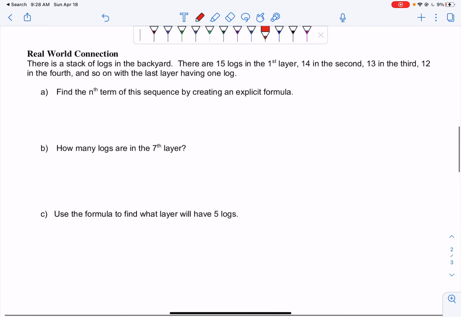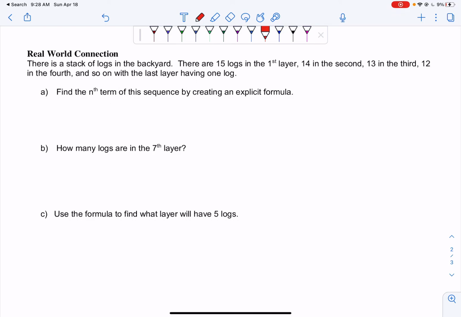Let's go into a real-world word problem. There is a stack of logs in the backyard. There are 15 logs in the first layer, 14 in the second, 13 in the third, 12 in the fourth, and so on, with the last layer having only one log. Find the nth term of the sequence by creating an explicit formula.